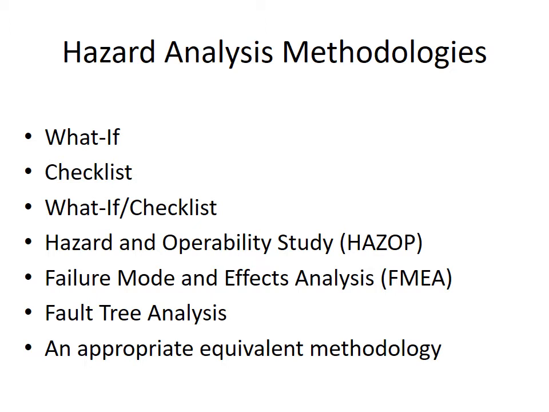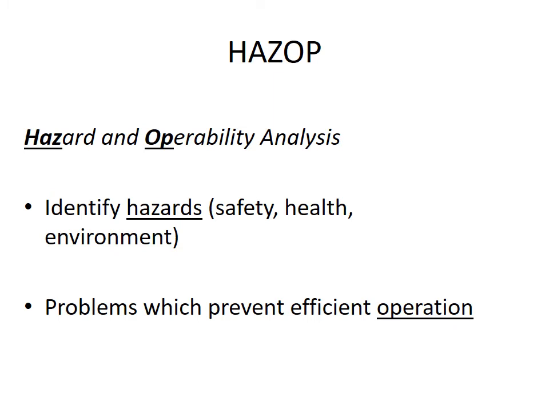Methodologies of hazard analysis are what-if questions, checklist, a combination of both, hazard and operability study (HAZOP), failure mode and effects analysis, fault tree analysis and appropriate equivalent methodology. We are going to focus on HAZOP, which is hazard and operability analysis. It identifies hazards for safety, health and environment. It also finds problems which prevent efficient operation.